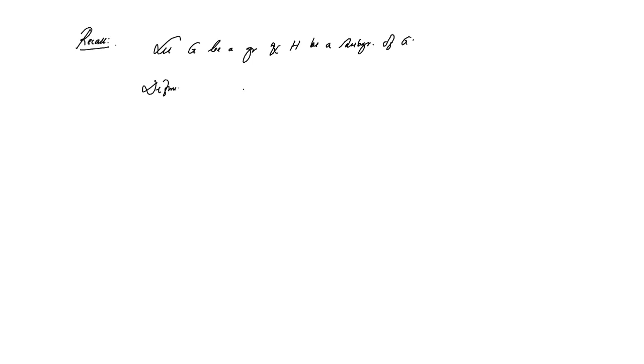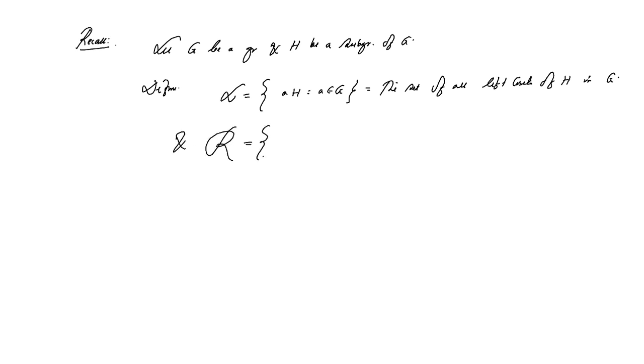Define the set script L. So that means aH such that a belongs to G. What exactly does this mean? This is basically the set of all left cosets of H in G. And we also define another set script R. This is basically Ha such that a belongs to G. And this is called the set of all right cosets of H in G.